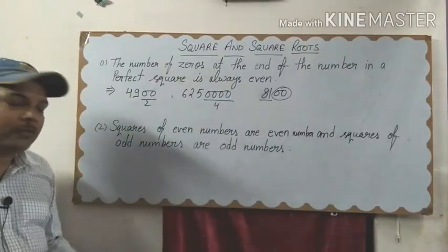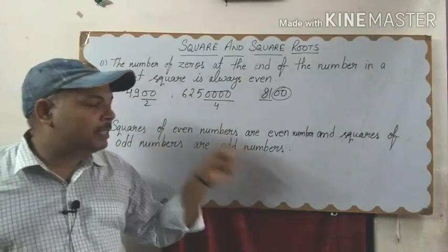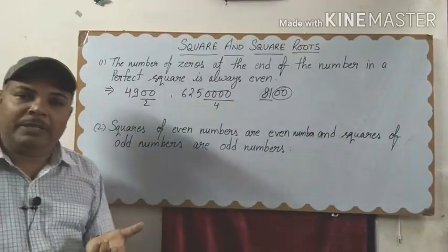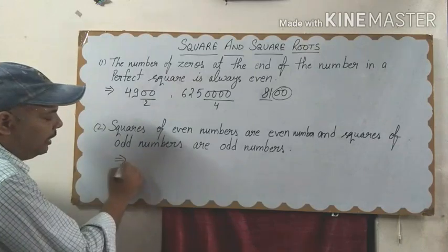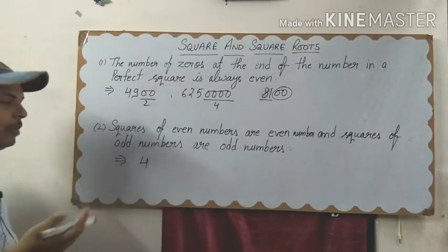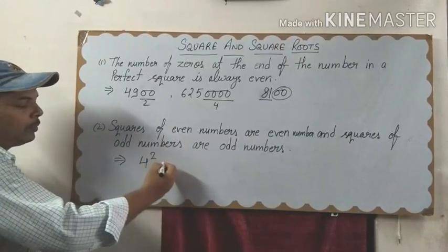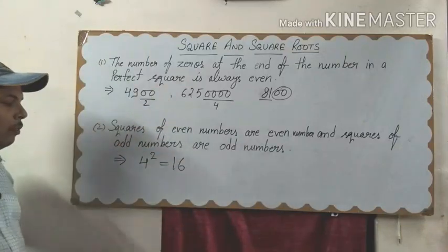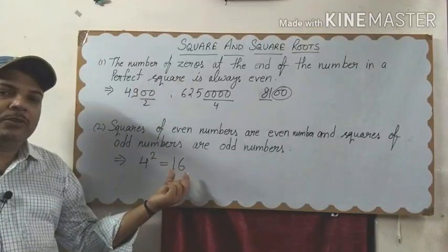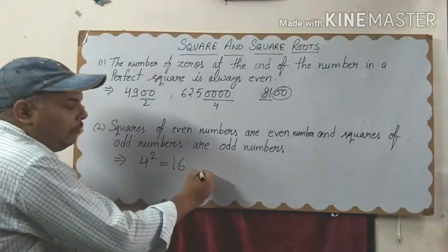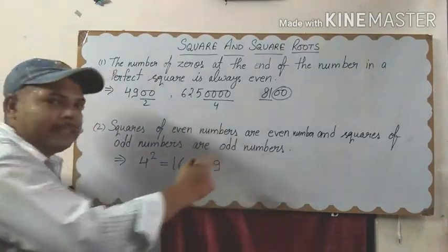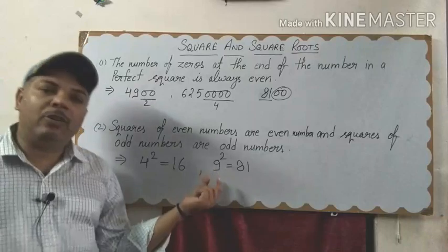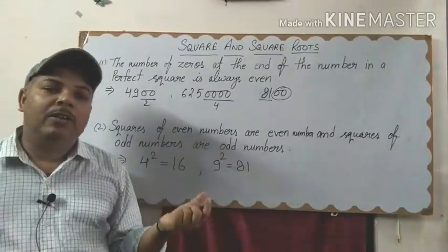Now see the second property of square. Squares of even numbers are always even numbers and the squares of odd numbers are odd numbers. Means if you square an even number 4, you know 4 is an even number, when you square this 4, you always get 16, right? See here 4 is an even number and 16 is also an even number. If we square an odd number, we know that 9 is an odd number and the square of 9 is 81. So see here 9 is an odd number and 81 is also an odd number.